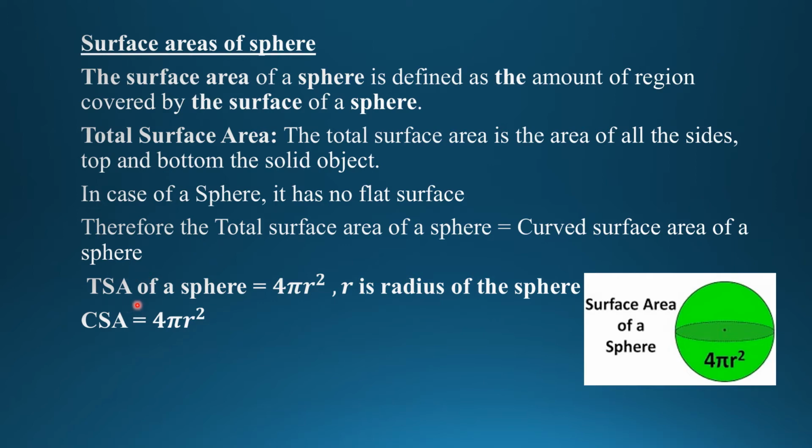We can say total surface area of a sphere is equal to 4 pi r square, where r is the radius of the sphere. As we know, total surface area and curved surface area of a sphere remain the same. Curved surface area or CSA is also equal to 4 pi r square.